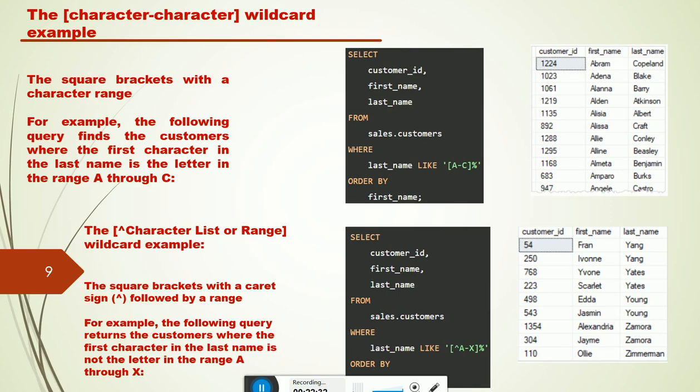See here in the output, all the information whose last name contains the characters A, B and C as a starting character, and the first character of the last name is either A, B or C.